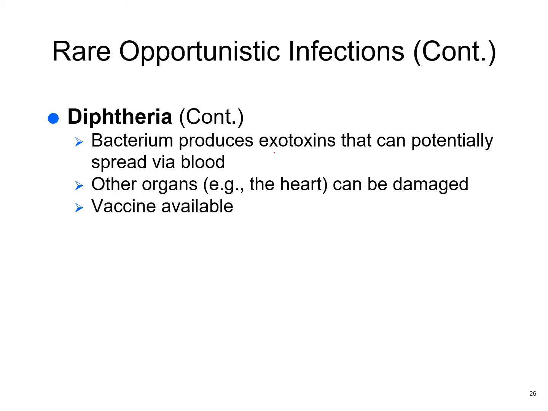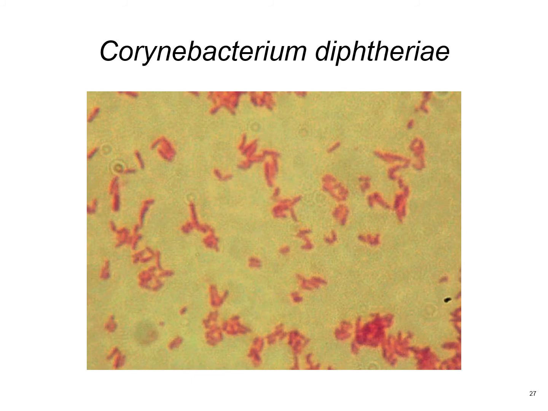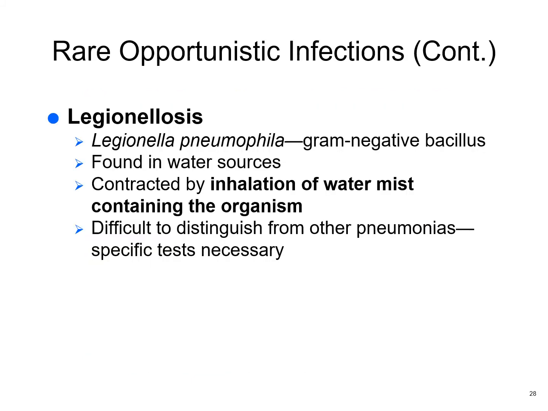It also produces exotoxins, and it can affect the heart, and it's in a vaccine. It's given to kids when they're little. I think this is DPT. I think it's with the tetanus too. Corynebacterium diphtheriae.